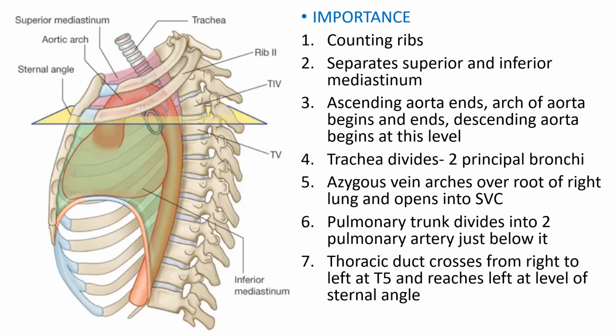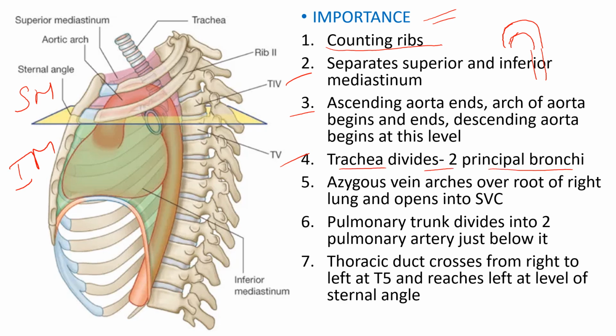Now again, what's the importance of this? Your next subheading will be importance. One is already discussed. It helps in counting of the ribs. Second is you already know that it separates the superior mediastinum and the inferior mediastinum. And the third thing is the ascending aorta ends at the sternal angle. Arch of the aorta begins and ends at the sternal angle. Descending thoracic aorta begins at the sternal angle. And already discussed, trachea divides into two principal bronchi here.